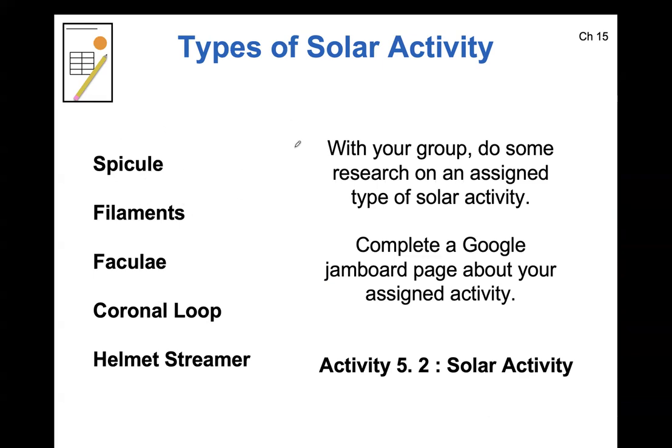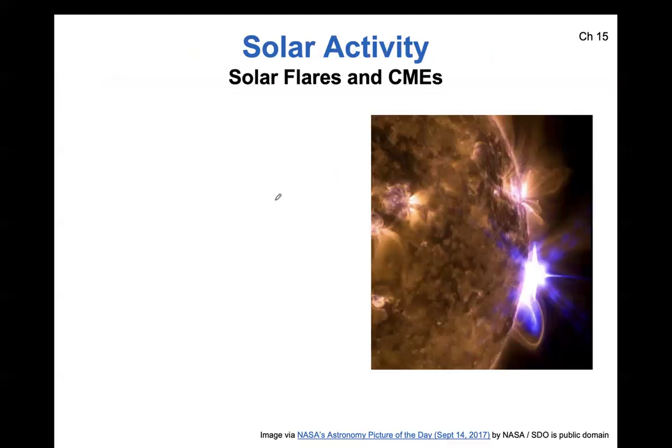All right, so now a quick rundown of some other types. We've got spicules, filaments, faculae, coronal loops. These are other types of solar activities. A lot of these are mentioned in your book, all of them to some extent, except for helmet streamers. And you can look into these. They all have to do with the magnetic field.